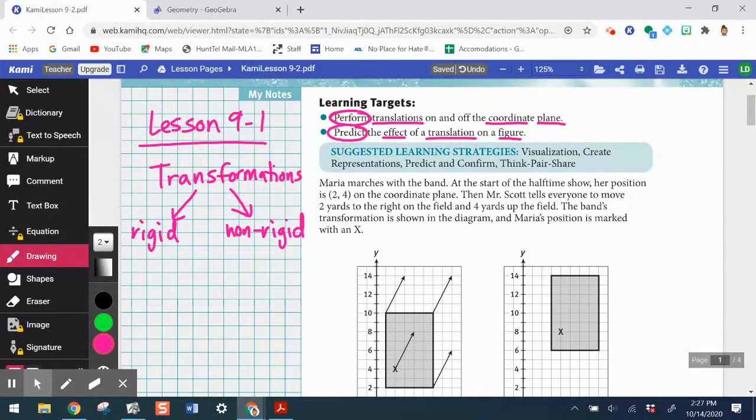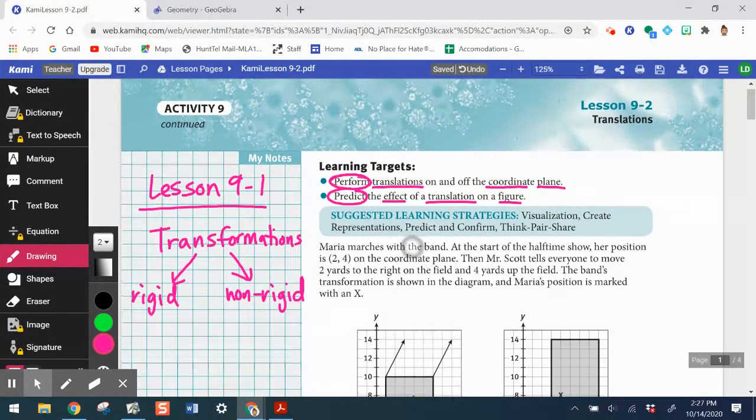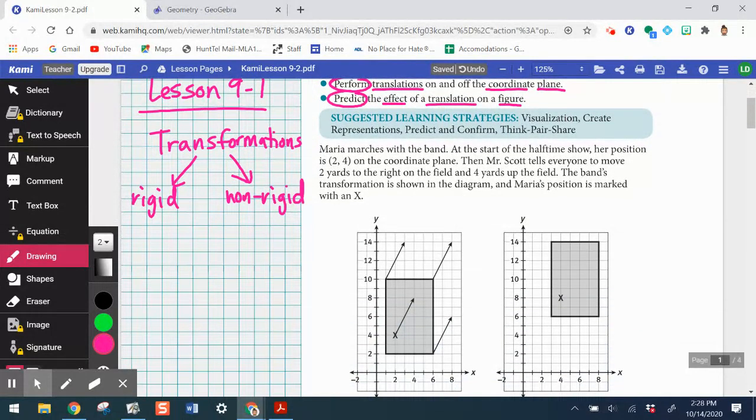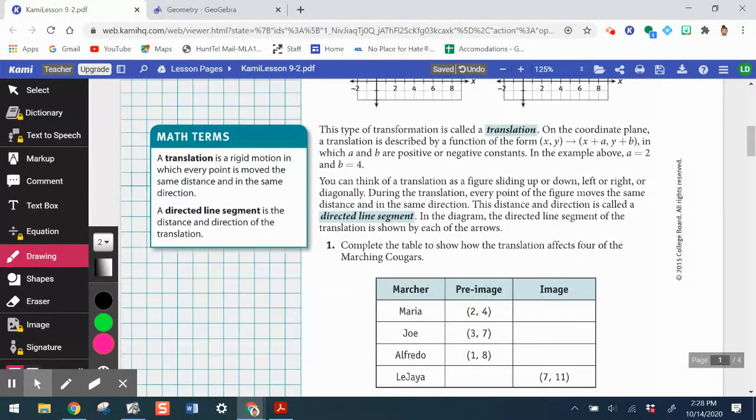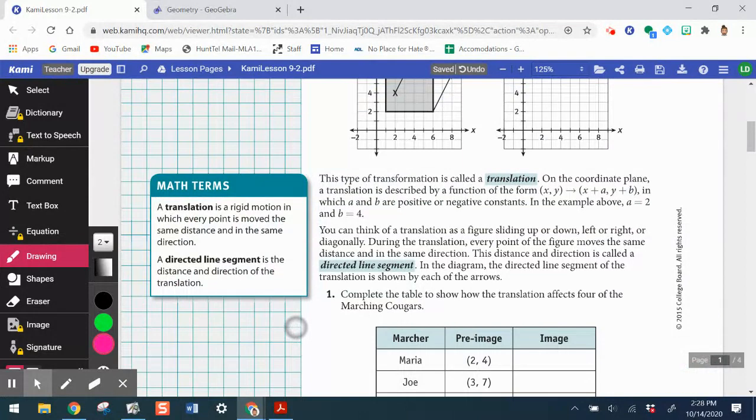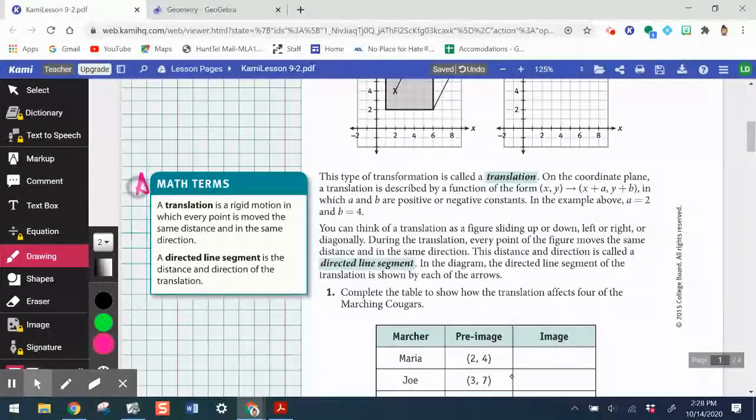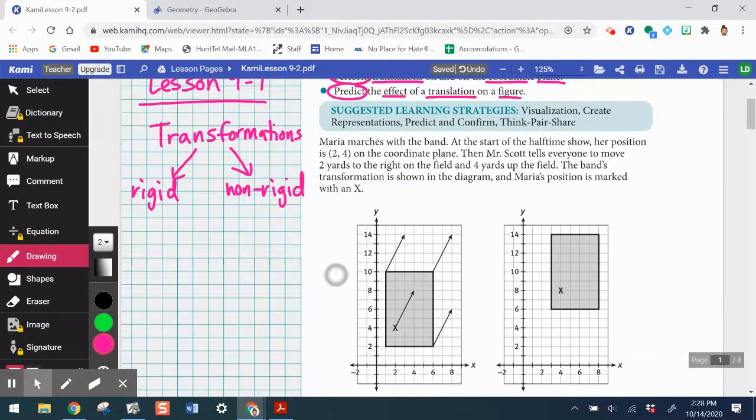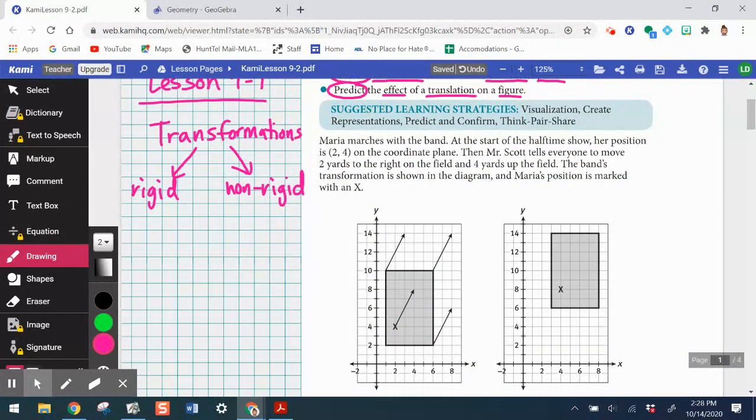Hopefully you can think about it when we use the term translation. More than likely, you saw the word slide when you learned this in middle school. Hopefully you saw this in middle school at least a little bit. So let's take a look. We're still dealing with the marching band. So if you would draw a line at the bottom of the page, take some time to read the text. Also, check out the math terms and then play through the video to see how you did.